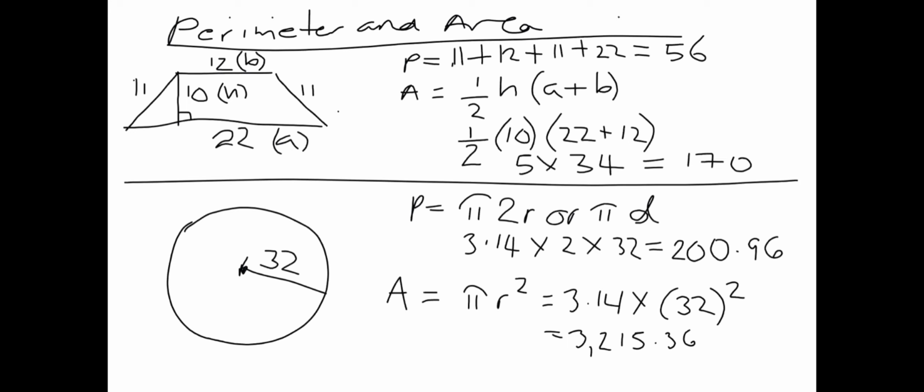So perimeter, same principle applies as before. You just walk around the distance. So you start at one point. Say we start at this point here, and we travel all the way around the perimeter and get back to the beginning point. And that's what we do for perimeter. So 11 plus 12 plus 11 plus 22 equals 56. And again, if it's meter, that's all we're going to write.